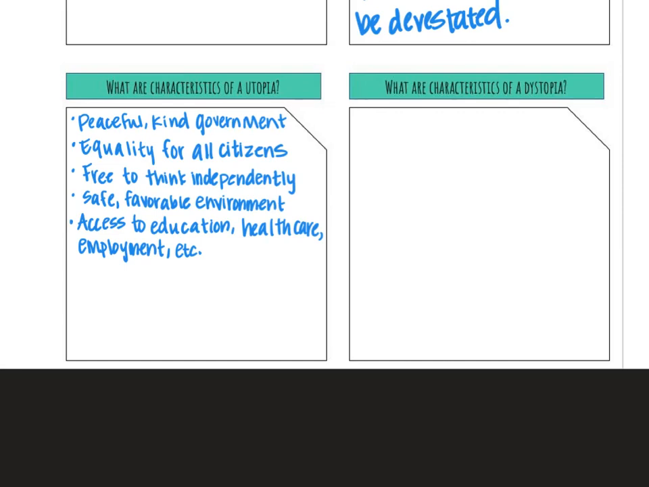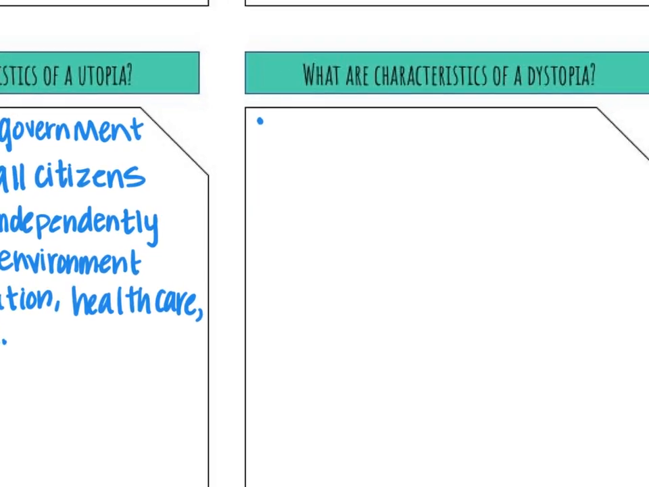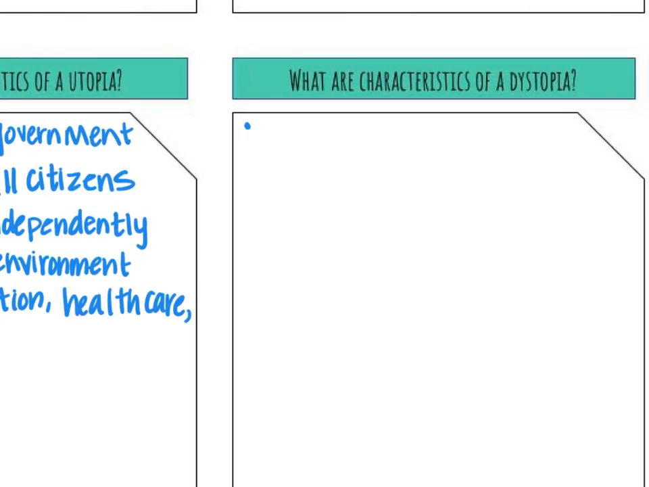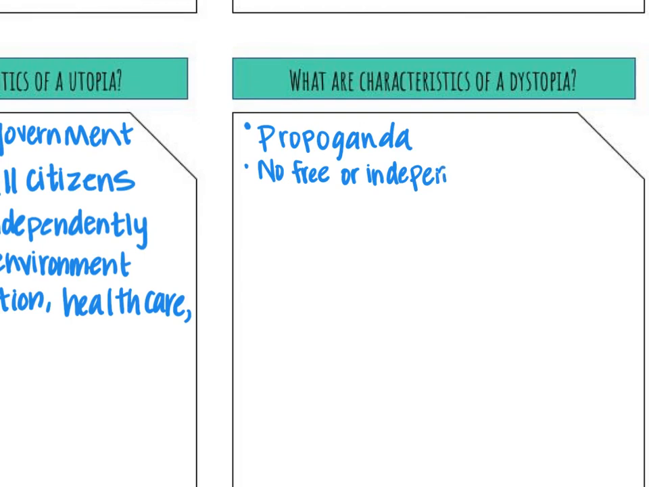What are characteristics of a dystopia? So propaganda replaces education to control citizens. Propaganda being lies, rumors, them just telling you things to get you to believe it, to have more control. Information, independent thought, and freedoms are restricted. Citizens are perceived to be under constant surveillance. Citizens have a fear of the outside world. Citizens live in a dehumanized state.